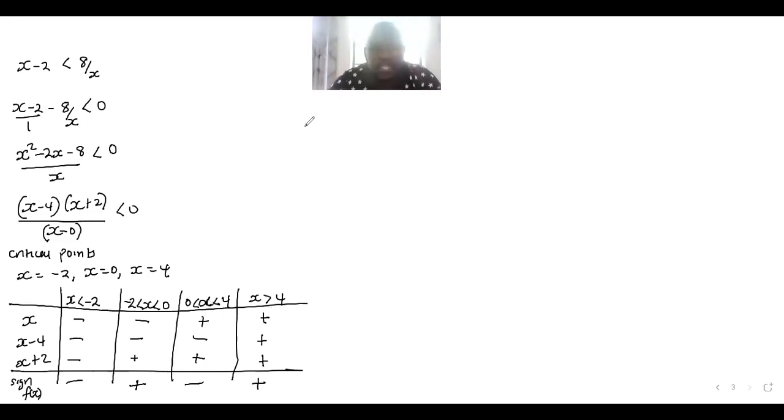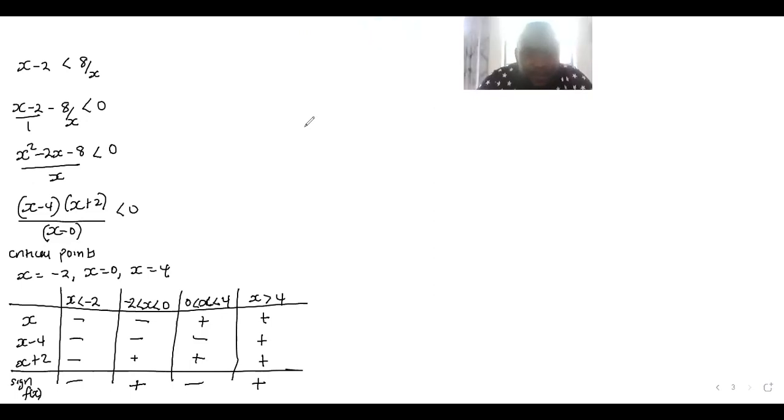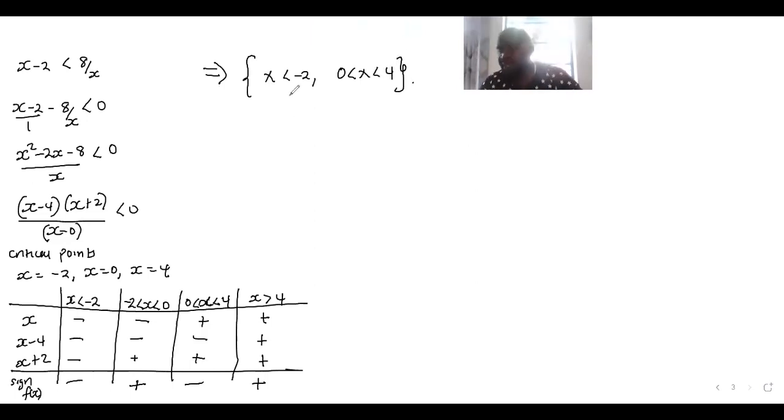So positive. What is the solution? Give me the solution set as well. We have x less than negative 2. Correct. 0 less than x less than 4. Very good. That is our answer.